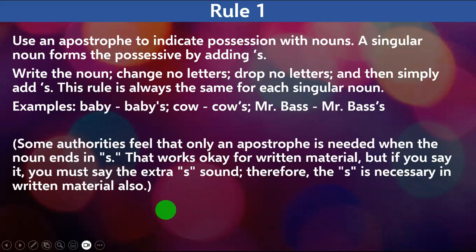Now, what you need to remember, friends, is that some authorities feel that only an apostrophe is needed when the noun ends in the letter s. Now, that works okay for written material, but if you say it, you must say the extra s sound. Therefore, the letter s is necessary in written material also. Right, so there may be a conflict out here because there is another school of thought which thinks otherwise, but this is the general rule. All right, so that is rule number 1.